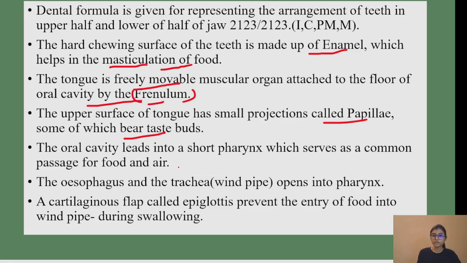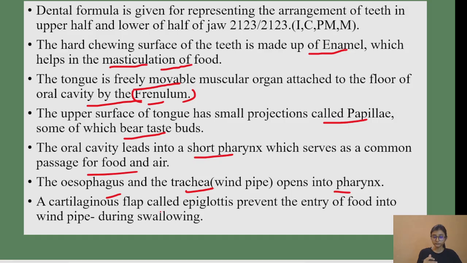The oral cavity leads into a short pharynx that is a common passage for food and air. Now, this is the common passage of food and air. So, what we have to see, the oesophagus and trachea open into the pharynx because the food pipe and windpipe have a common opening, here the pharynx.